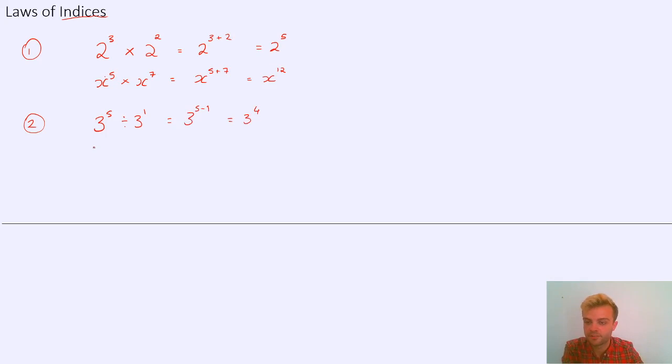And again, it's the same if it's a letter. So I could have had y to the power of 10 divided by y to the power of 7. My answer would be y to the power of 10 subtract 7, which is y to the power of 3.